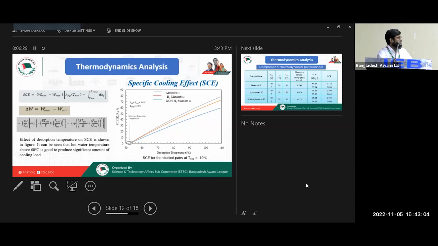In this graph, we can see the specific cooling effect. Here is equation three. By using this equation, we can calculate the specific cooling effect. The effect of desorption temperature on specific cooling effect is shown in the figure. It can be seen that a hot water temperature above 60 degrees is good to produce a significant amount of cooling load.